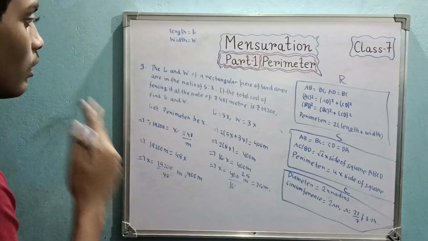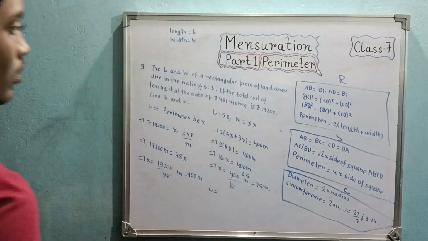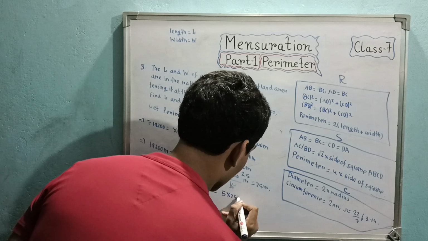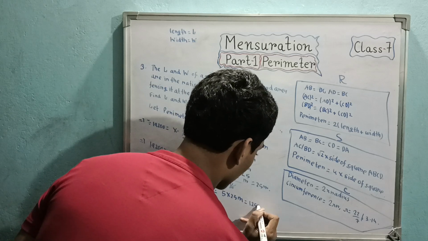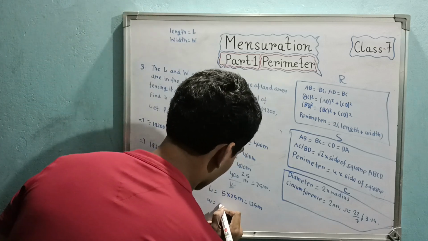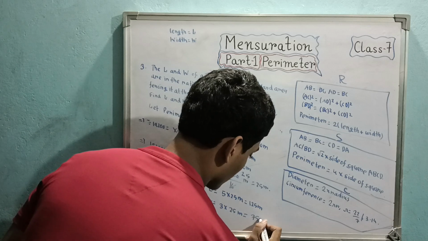Okay, so now what will the length be? Length will be equal to 5 into 25 meter, which is 125 meter, and width will be equal to 3 into 25 meter, which is 75 meter.